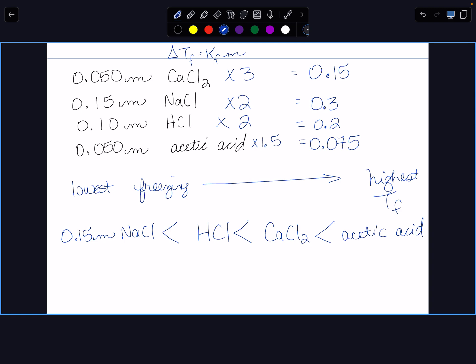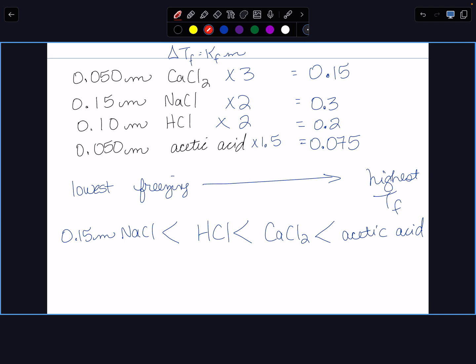Let me ask you a different question. It's not on there, but let's ask. Which one of these four has the highest boiling point? It would still be sodium chloride. Same order, because boiling point is elevation. This one boils the hottest, sodium chloride. Then HCl would be a little cooler, then calcium chloride and acetic acid, because it's freezing point depression and it's boiling point elevation.